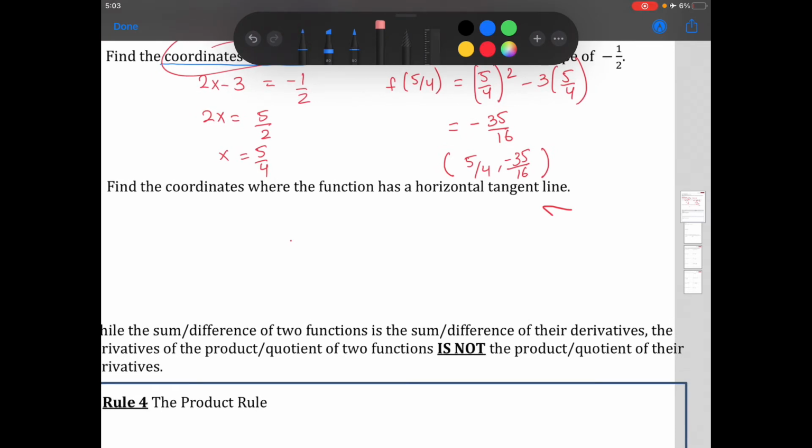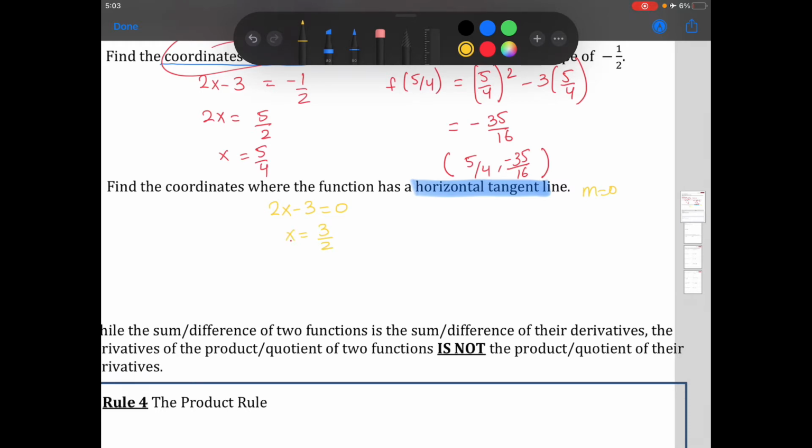Part B says find the coordinates where the function has a horizontal tangent line. What do you know about horizontal tangent lines? What is the derivative of a horizontal tangent line? It is, if you've not guessed it by now, going to be equal to 0, right? Your slope, your m, or your derivative value is 0 for a horizontal line, right? So you already know your derivative was what? 2x minus 3. You're going to set it equal to 0. So x is equal to 3/2.